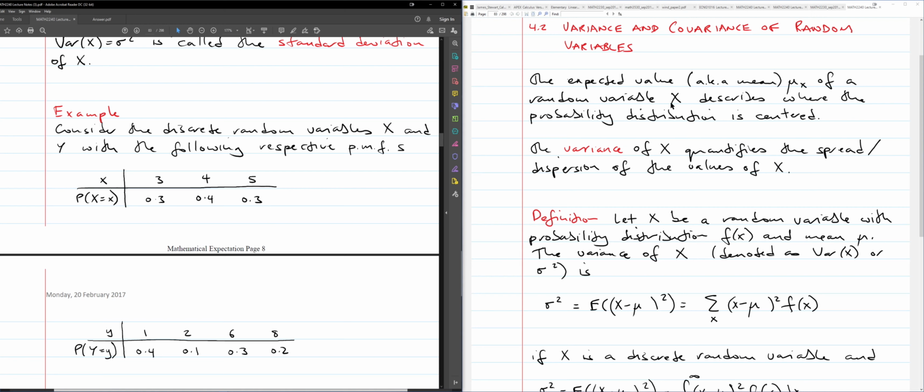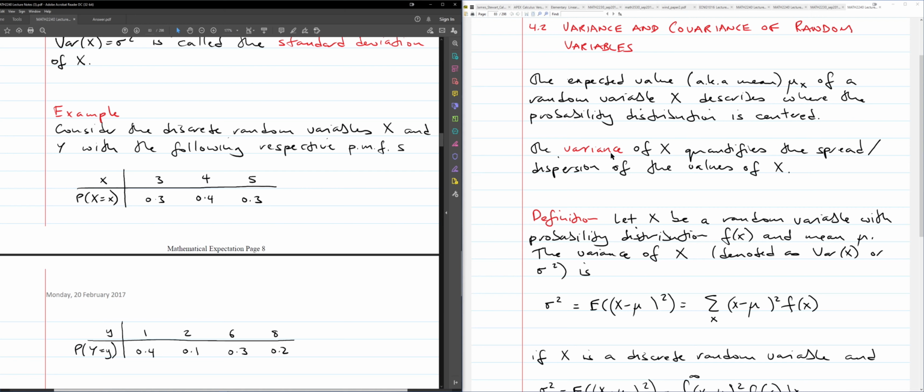Each time you do it, you get a certain value of your random variable, and you take the average of that, right? That is effectively what the expected value is going to be. So the expected value is the average value of a random variable if you do your experiment a large number of times. And that average value is where your probability distribution is centered. You'll see an example of that in a second.